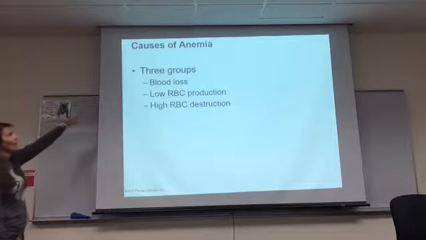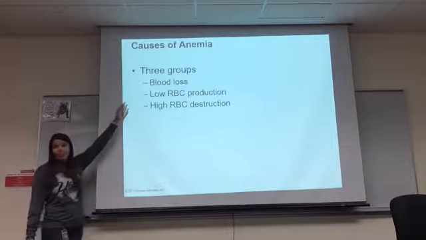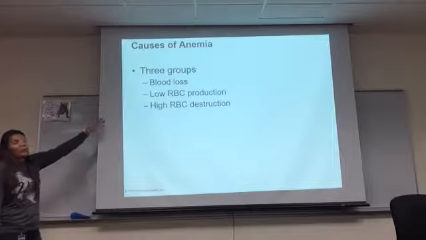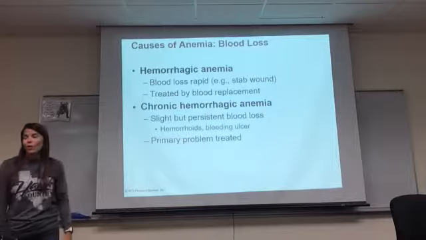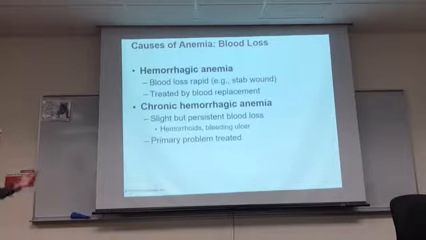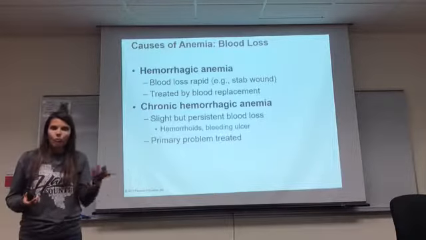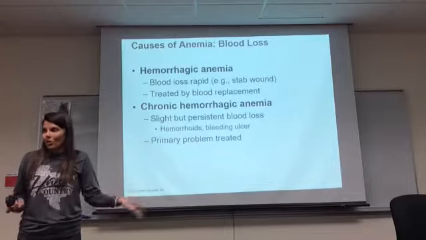Is your anemia caused by the fact that you're losing blood because you've been stabbed, which is again the example? Maybe you're just not producing enough red blood cells, or maybe your red blood cells are being destroyed very quickly or prematurely. Hemorrhagic means that you are losing blood. So you have anemia as a result of losing a lot of blood, probably because you got shot or stabbed.